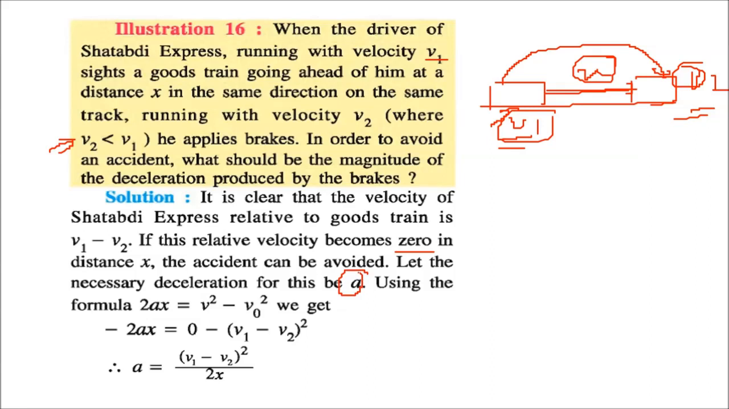That is a. We'll use the equation of motion 2ax equal to v squared minus v0 squared, and this v0 will be simply the relative velocity. Final velocity will be 0 because Shatabdi has to come to rest, and a has to be minus a because this is deceleration. When we rearrange this, we get a equal to (v1 minus v2) whole squared by 2x.